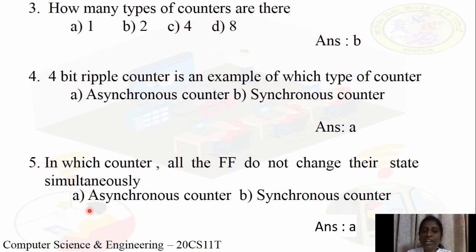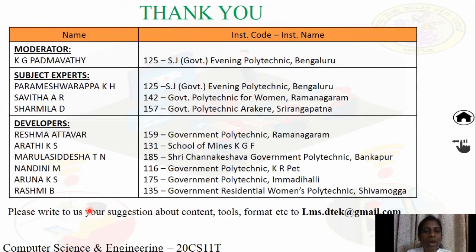These are the different types of questions that may appear in the activity or in the quiz. Till now, we have seen the concepts of counters, their benefits, and the comparison of the asynchronous ripple counter and the decade counter.